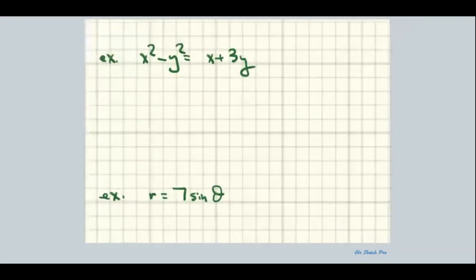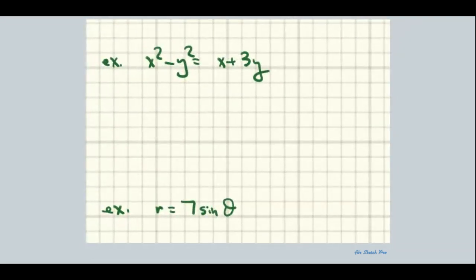Okay, here we go. Let's try this one. x squared minus y squared equals x plus 3y. If it was x squared plus y squared, we'd be just so happy, wouldn't we? But it's not, so we're going to just go ahead and do it, okay? I get r squared.